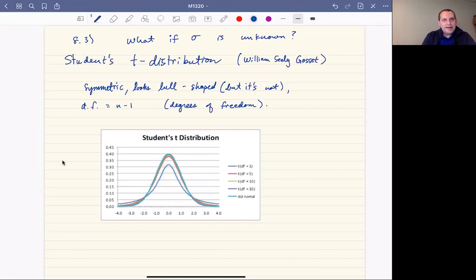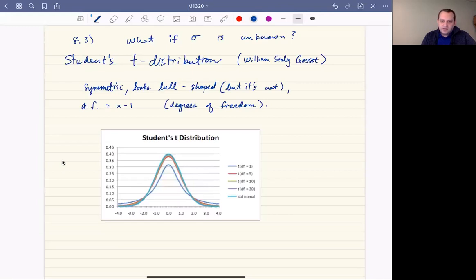if you were employed at Guinness, you weren't allowed to publish any research as an employee. So what he did is he published it anonymously, and he just called it Student's T distribution, just as a generic student. And so that's why it's called the Student's T distribution, but it was really just developed by William Sealy Gosset. So this is a distribution, and it's going to behave in a lot of ways like the normal distribution, except there's going to be some differences.